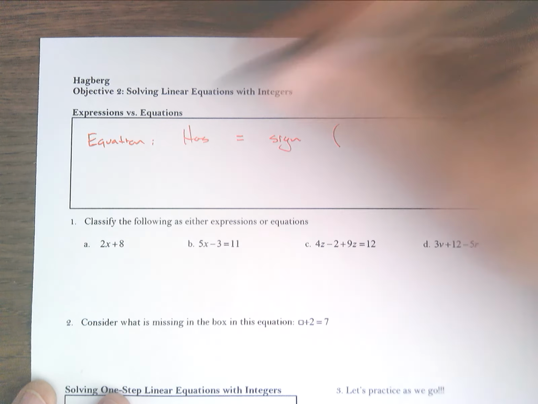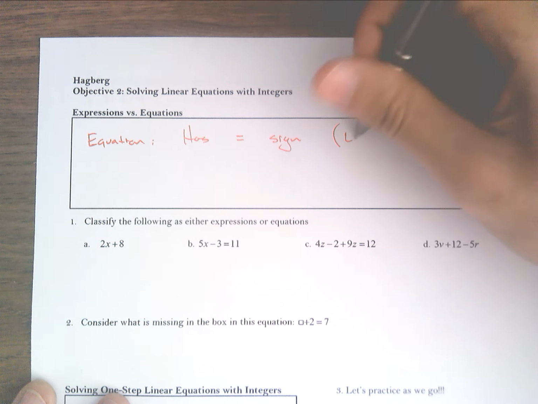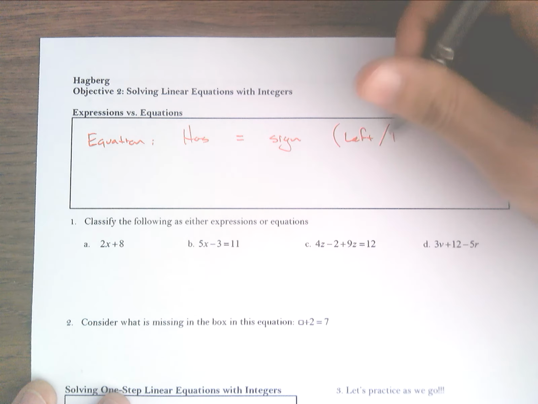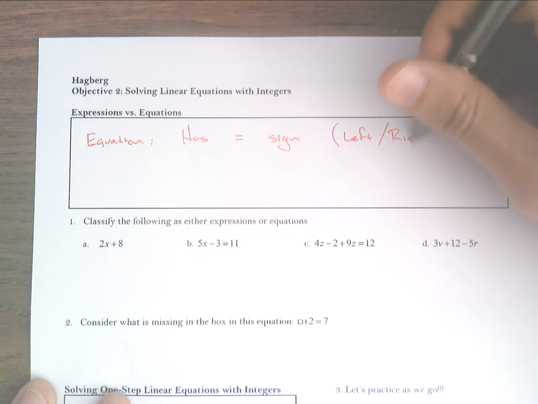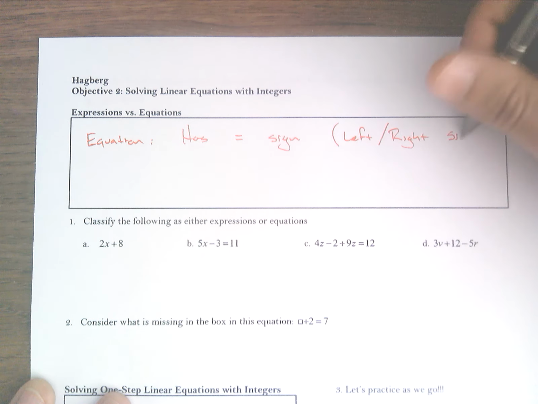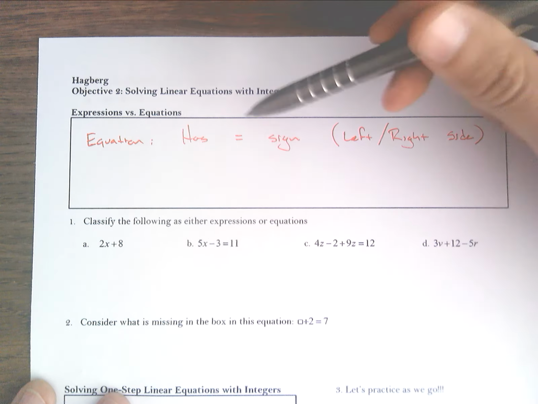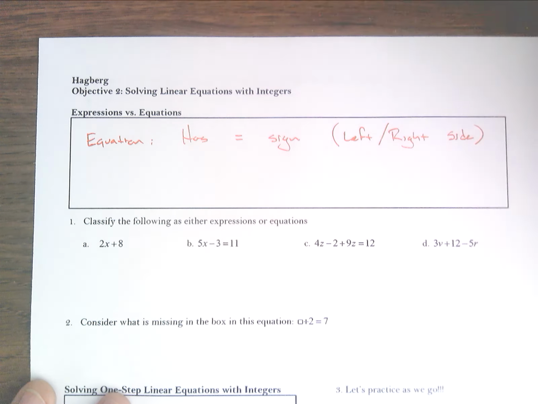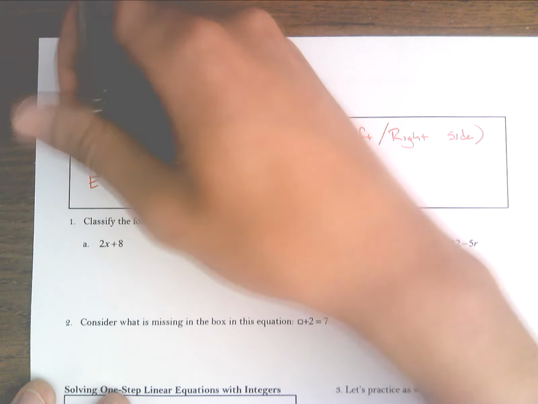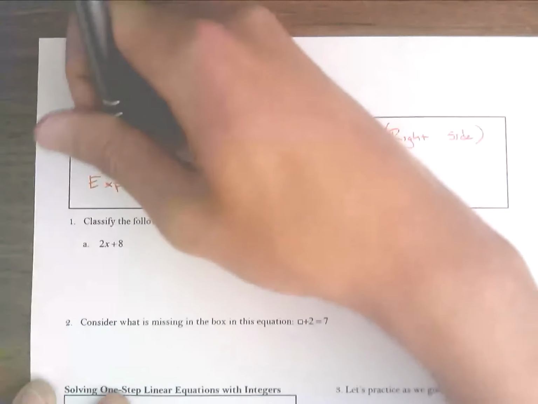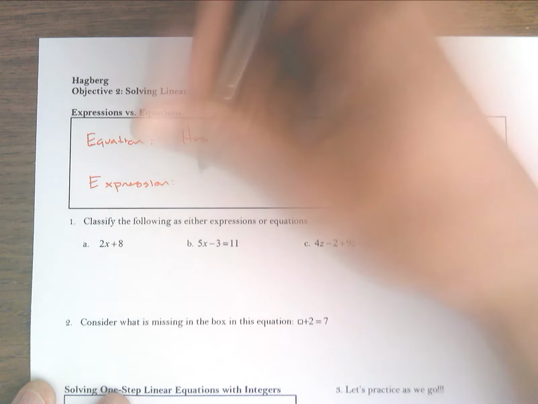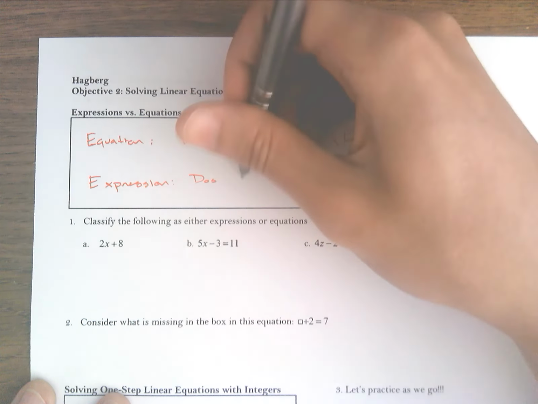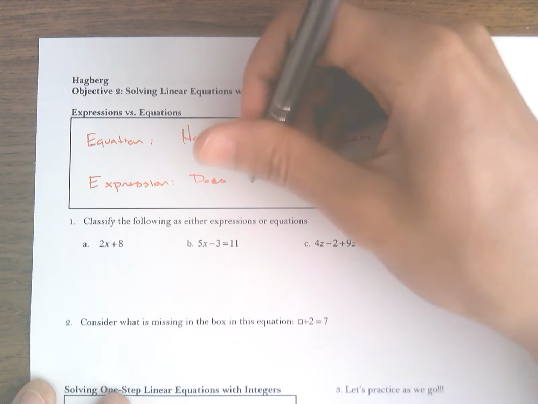In other words, the equation has both a left and a right-hand side. Right? There's an equal sign, so there's a left side of that equal sign, and there's a right side of that equal sign. An expression does not have an equal sign.